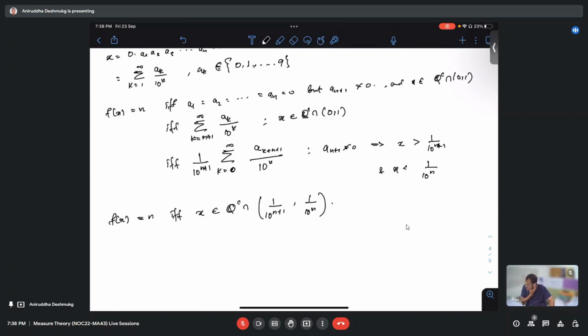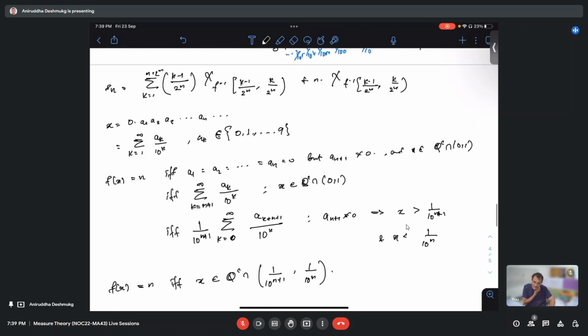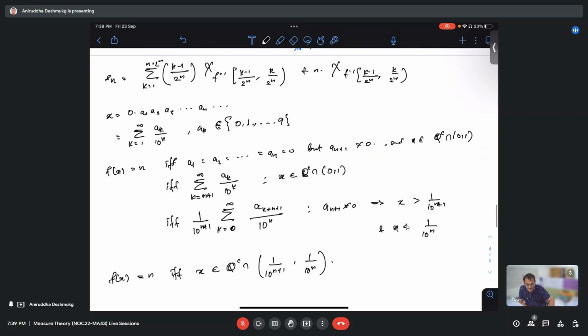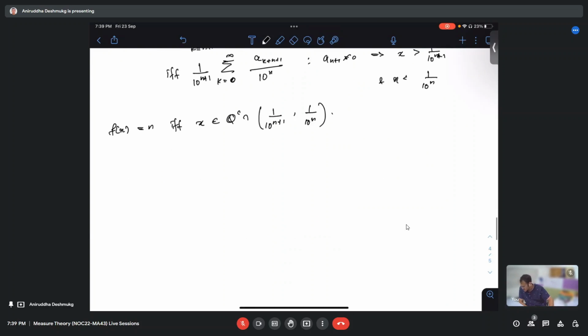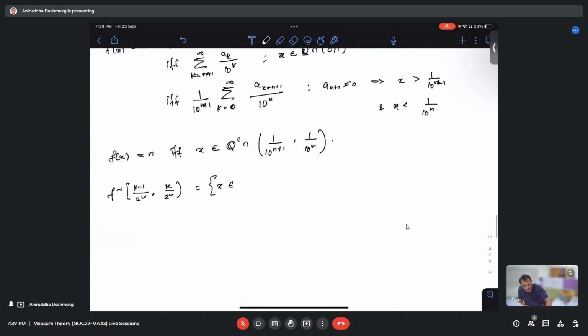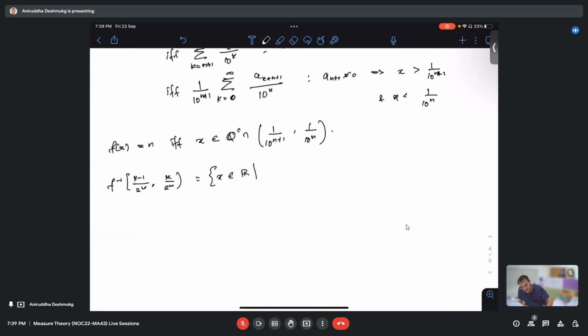Okay. With this understanding, let us now try to calculate what are these simple functions Sn, and now we'll see what actually happens here. So let us in general write f inverse of (k minus 1) by 2 to the power n to k by 2 to the power n. This is the collection of all elements in R such that f(x) lies inside this interval (k minus 1) by 2 to the power n to k by 2 to the power n.